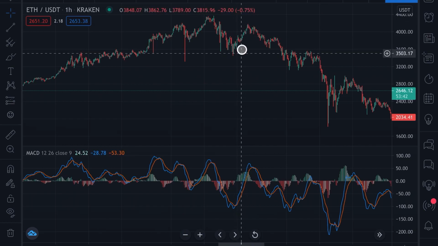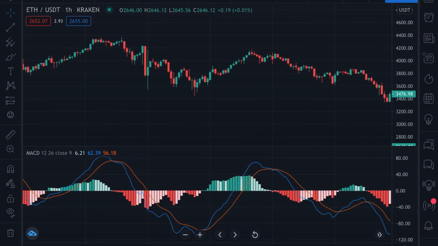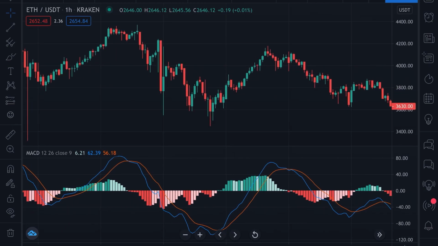So hopefully this gives you a brief outlook on what the moving average convergence divergence indicator does and how you can use it to be profitable in your trades. Thank you for watching.